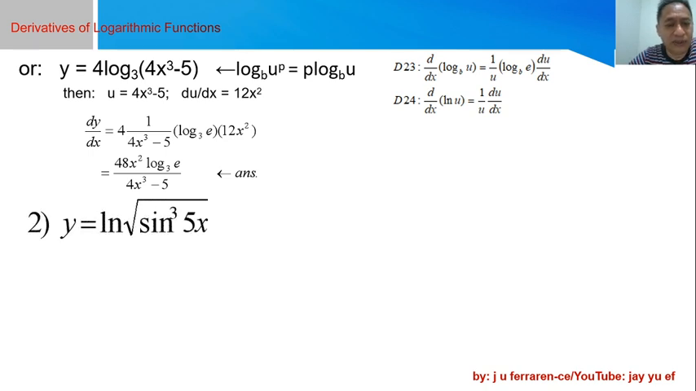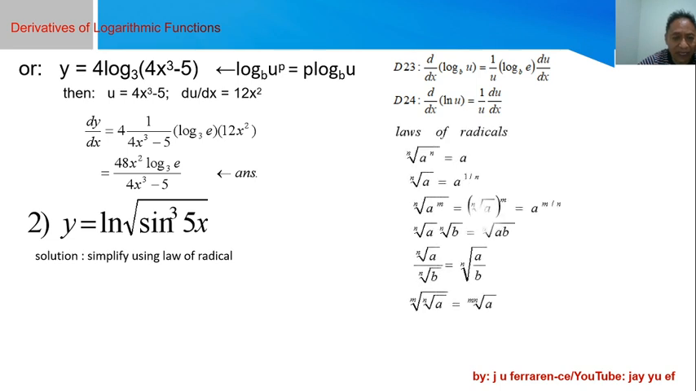Now, in number 2, the given may be simplified by first following a property or a law in radicals, then later a property in logarithm. So this is actually sine raised to 3, and then there is a radical whose index is 2. So how to simplify? The law in radicals: if there is a power m here, and the index is n, then we can also write that as e to a power m over n.